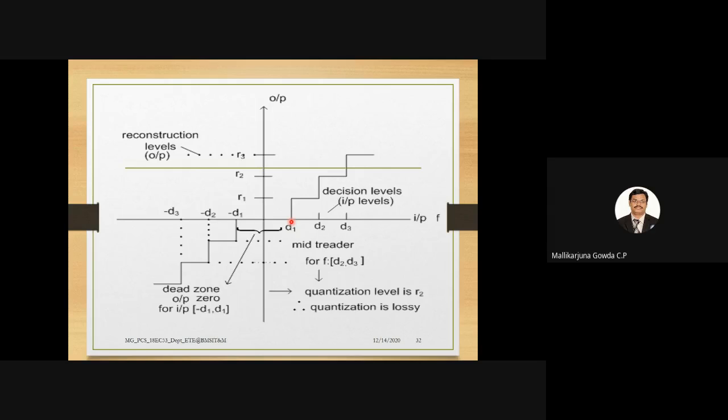On the x-axis, these are the decision levels as far as the input levels are concerned. And R1, R2, R3, these are what? Reconstruction levels for the output. Hope you are getting my point. Just have a look. From this point, we say the dead zone from -D1 to D1 is a dead zone. The output will be 0 during this time, for the input from -D1 to D1.